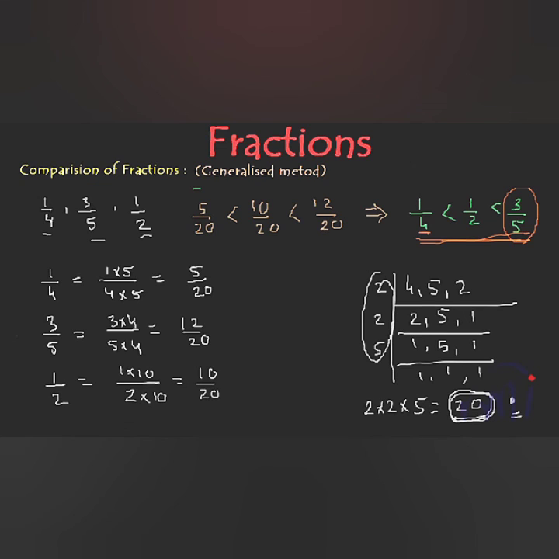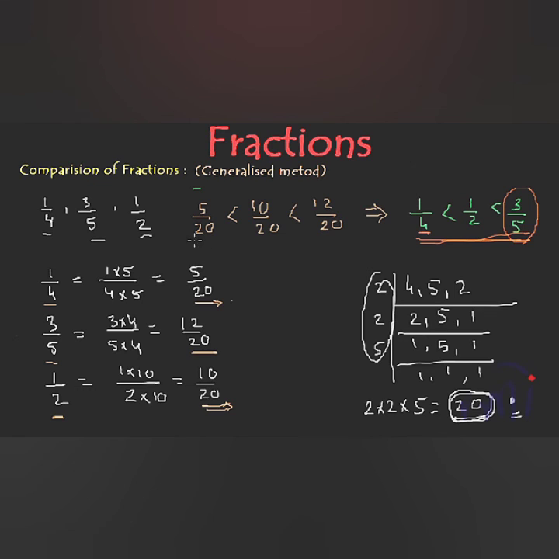So in this method also we have got the same equivalent fractions. For 1 by 4 we have got 5 by 20 as equivalent fraction where the denominator is 20, and for 3 by 5 we have got 12 by 20 where denominator is 20, and for 1 by 2 we have got 10 by 20, right?